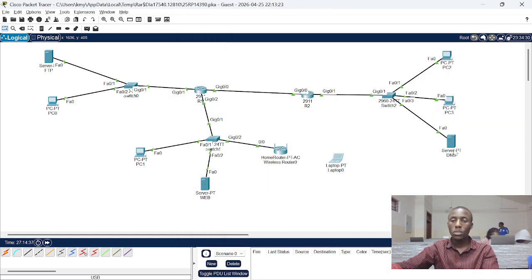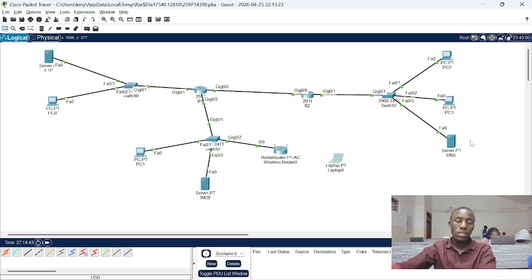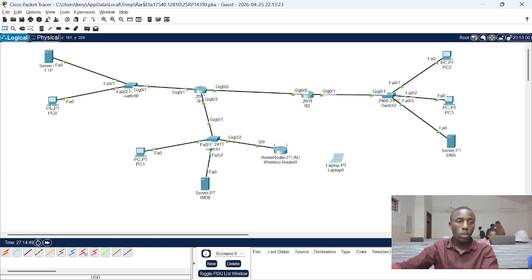Another thing, we had to configure this DNS server with the domain name that you can use, the domain name address. So we have configured it, and the FTP server, I've configured the FTP server so that they can upload the document using PC0 and download it using PC3.